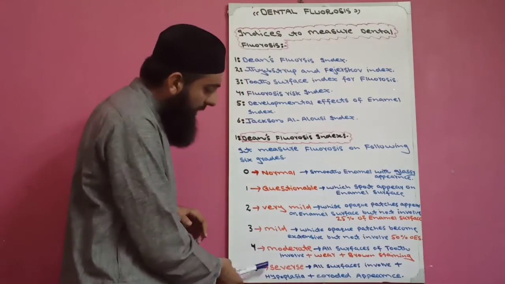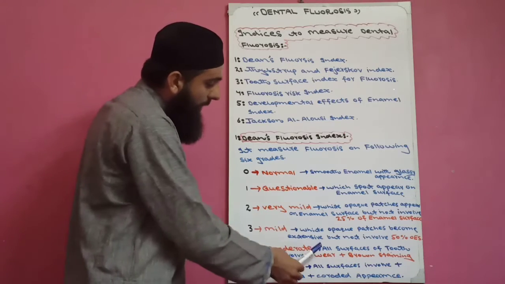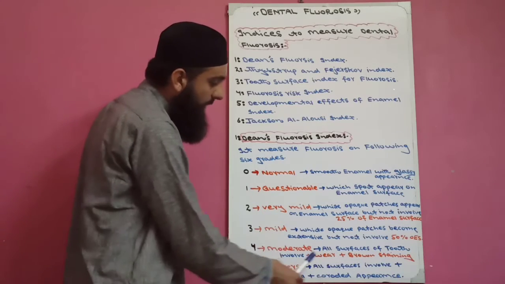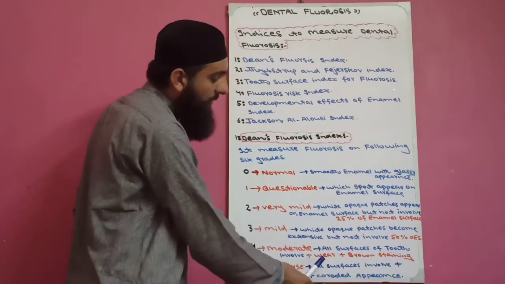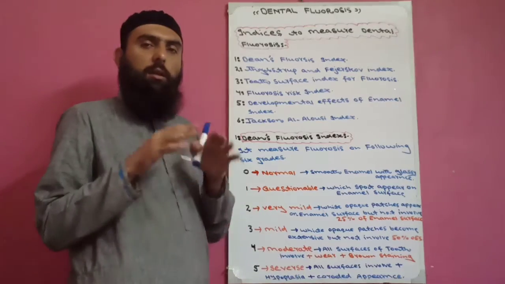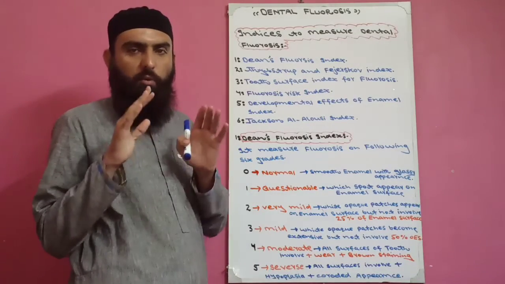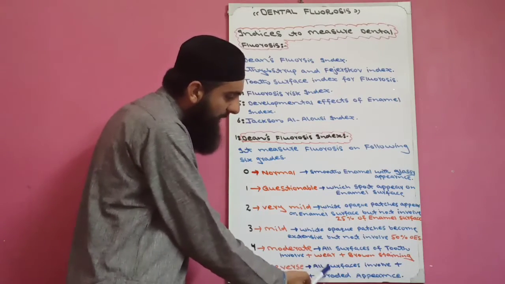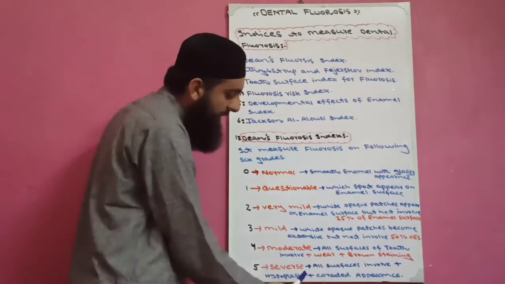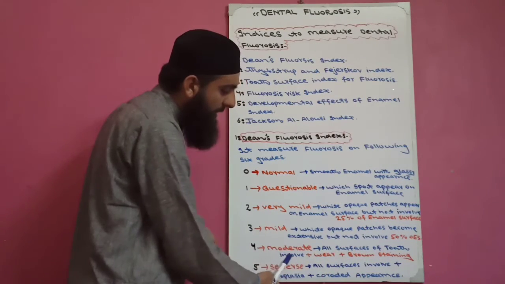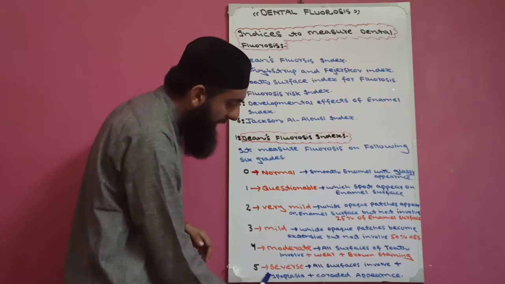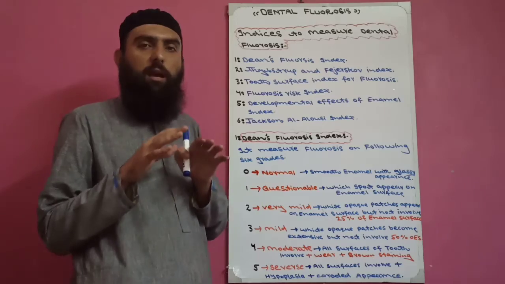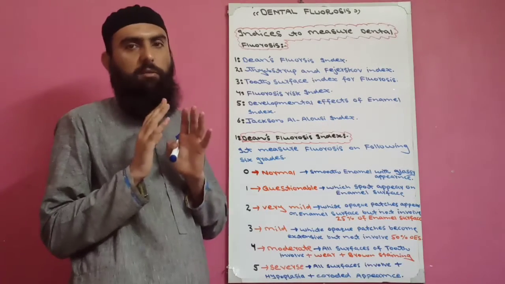Now, the difference between moderate and severe: in both moderate and severe, all surfaces of the tooth are involved. But in moderate, two additional things occur: wear plus brown staining, and brown staining is a distinct feature of moderate fluorosis. In severe fluorosis, again all surfaces are involved, plus two additional things which are different from moderate. In moderate, wear plus brown staining, but in severe, hypoplasia plus corroded appearance of the enamel surface.